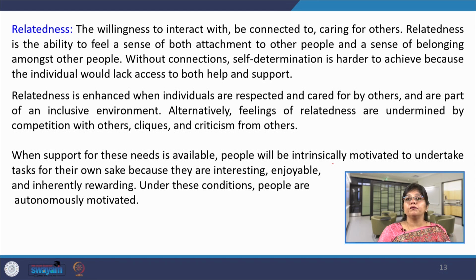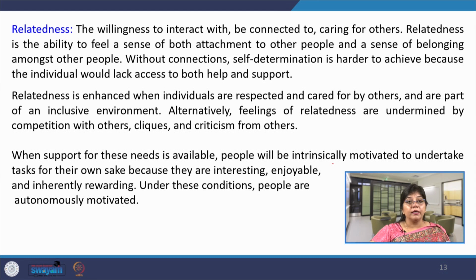It is the ability to feel a sense of both attachment to other people and a sense of belongingness among other people. So, without connections, self-determination is harder to achieve because the individual would lack access to both help and support. That is so important. No matter what kind of position an individual occupies in any organization, if a sense of relatedness is missing, the person will find a lot of difficulty in finding support or access to any resource to perform his task. So, relatedness is enhanced when individuals are respected and cared for by others and are part of an inclusive environment.